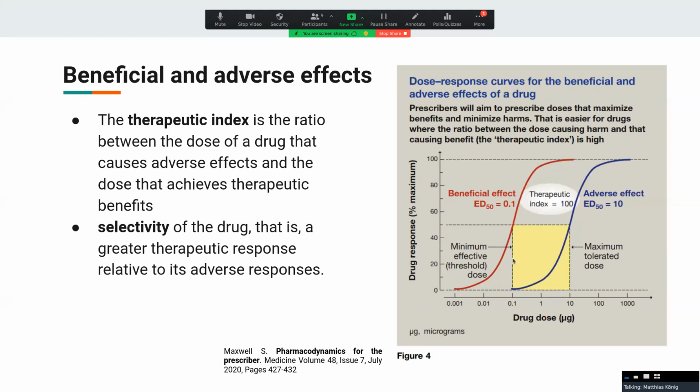Often you call this the ED50 for the beneficial effect, the minimum effective dose. So you want to give at least this dose. On the other side, you call this half maximum value of the adverse effects the maximum tolerated dose. You don't want to go above this, and you don't want to be below the minimum effective dose. You want to be somewhere in between, and these curves should be as far as possible separated from each other.